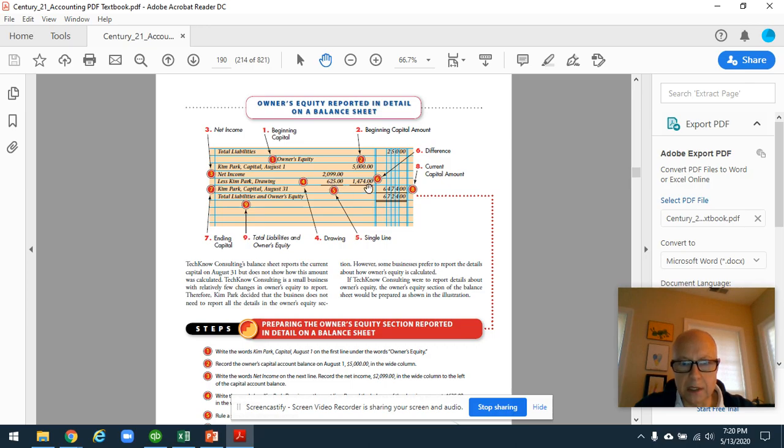Okay, this minus this equals this. This plus this equals this. Okay, just add them together. Get the sum here. This is the sum of all your math for the owner's equity section. Add it to the liabilities, and bingo, you've got a number that matches your assets.